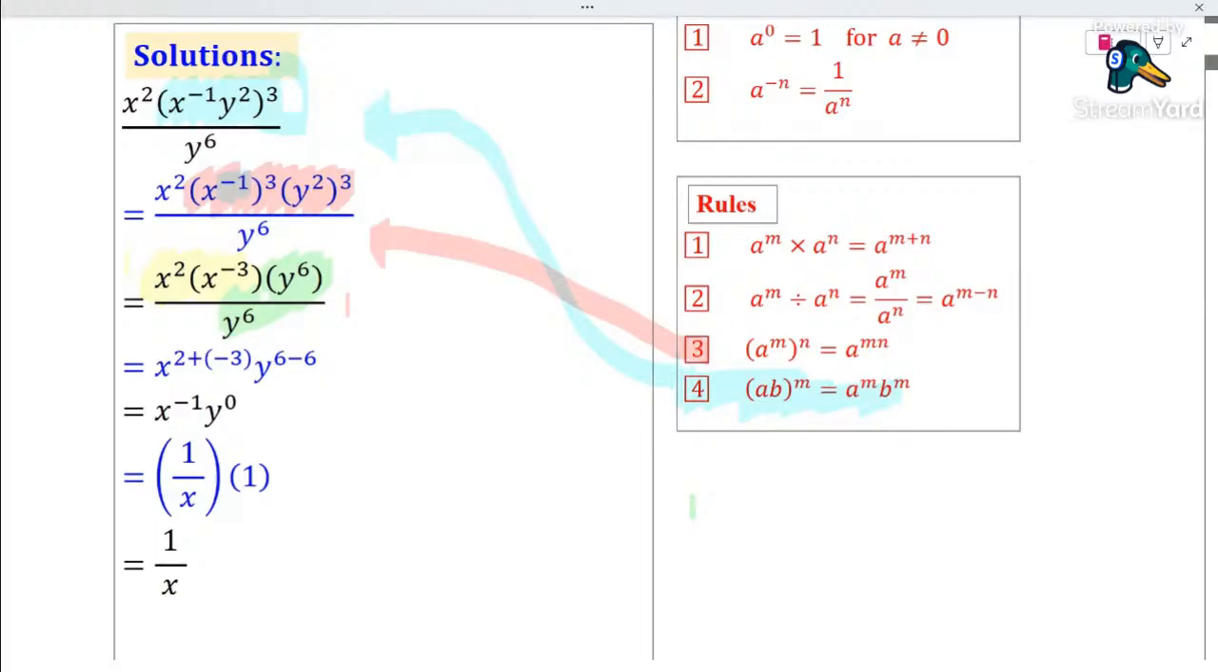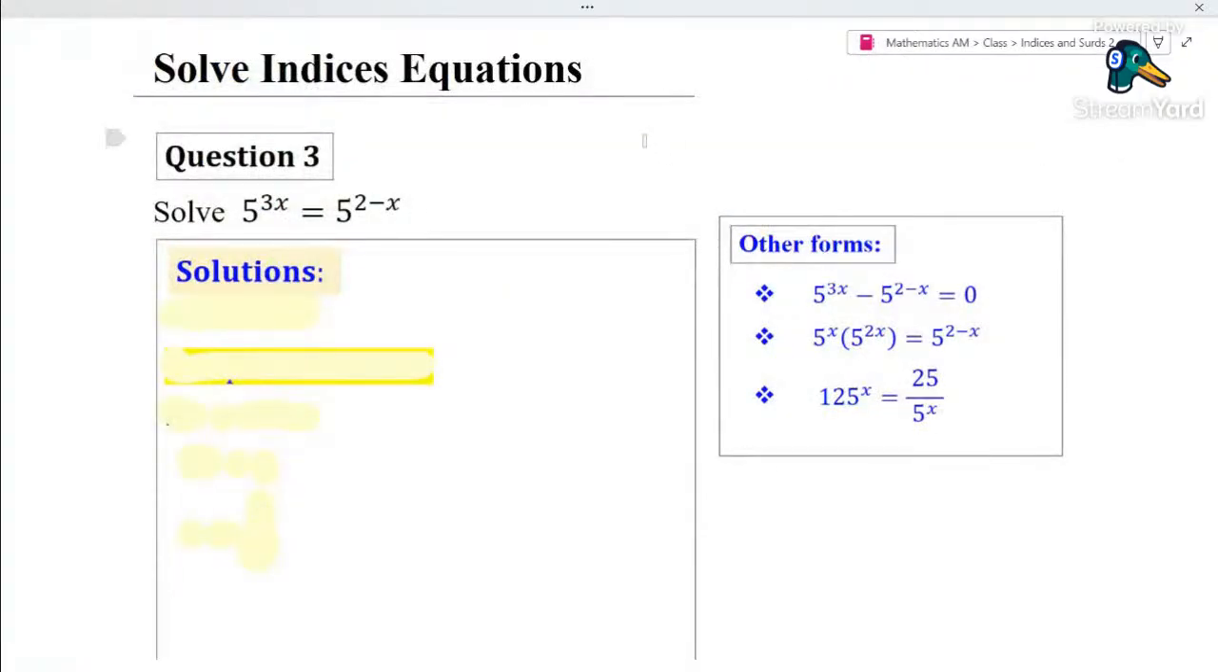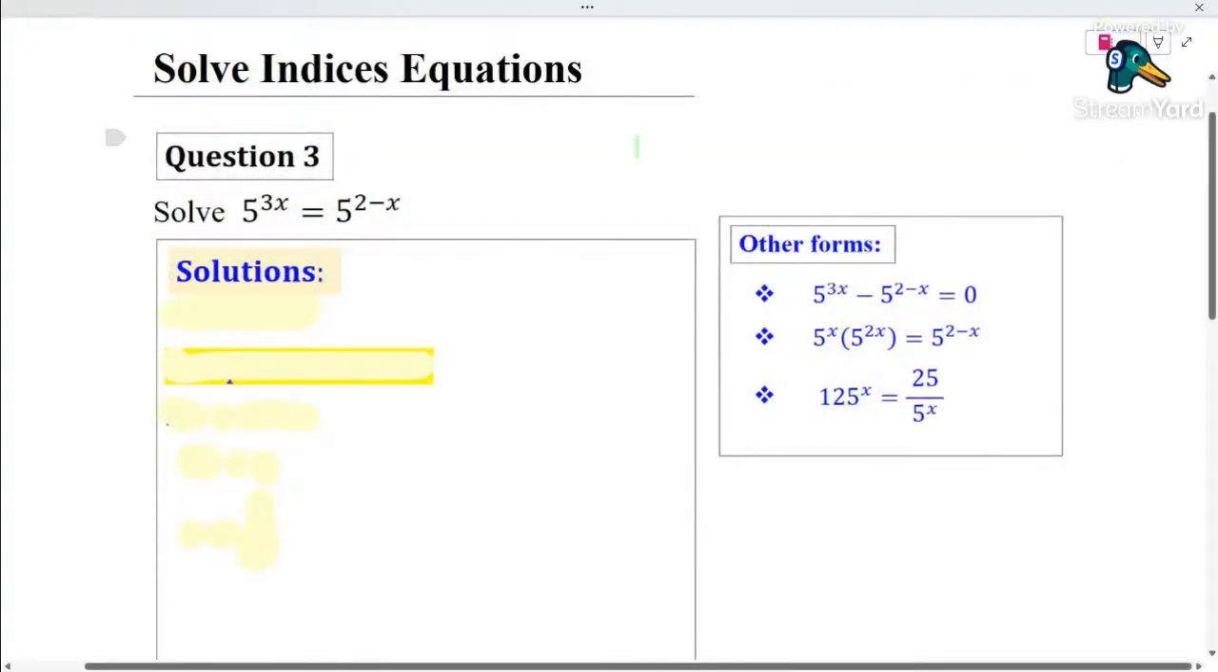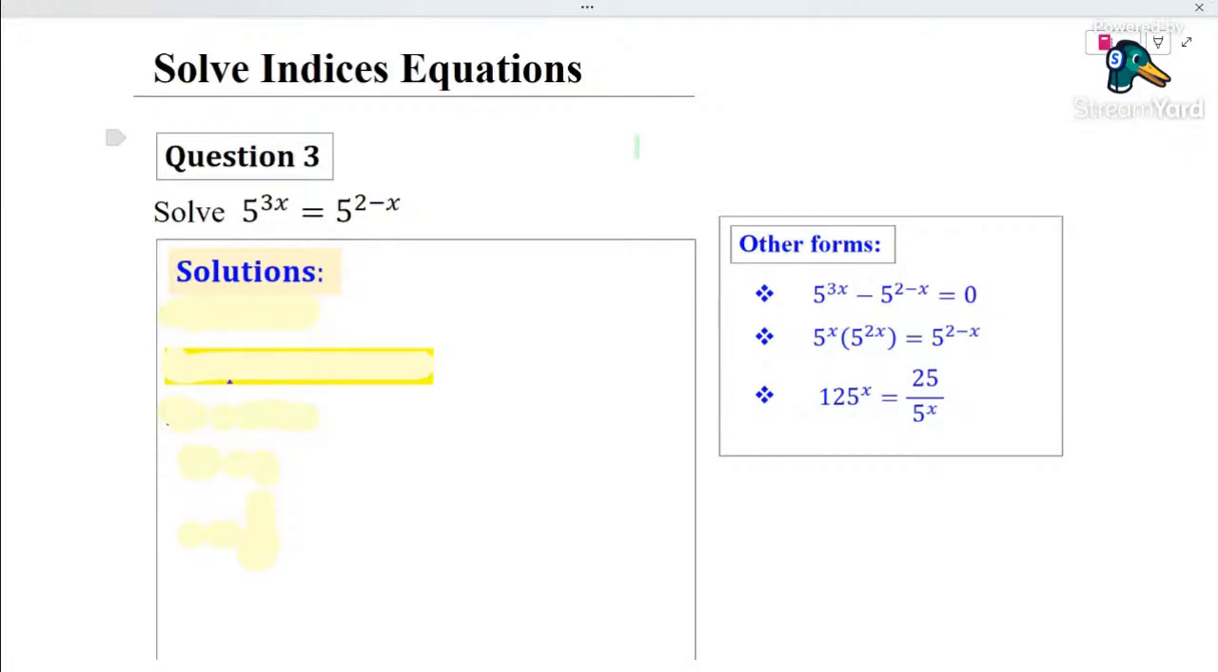Okay, I proceed. Next, I would like to go on with solving indices equations, which is what we often see during exams, and it carries quite high marks also. And the technique to solve it, you will find that most of the time it is around the same thing. And in here, for today's lecture, I just want to focus on two major forms of indices equation.